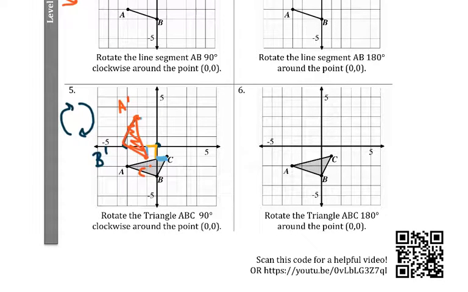Okay, let's go to question 6. Same idea. 2, 4, and 6 are all very related. A, B, and C are in the same place. But this time we're going to rotate 180 degrees. And we can do that with the L method again. There are some shortcuts that I'll talk about in class, but I don't want to talk about those shortcuts here because I think the L method is such a great one.